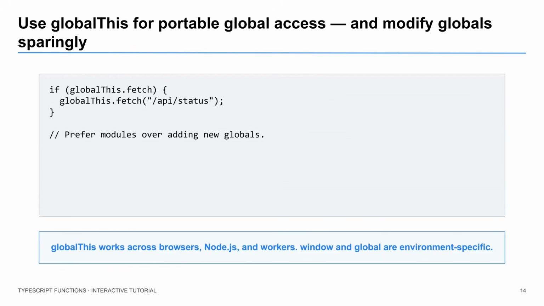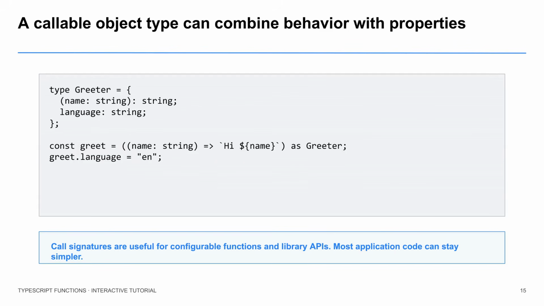Historically, global access changed by environment. window in browsers, global in Node, and self in workers. globalThis gives one portable reference. It is useful for feature detection, such as checking whether fetch exists. Avoid adding global state unless there is a strong reason, because modules are easier to test, reuse and understand.